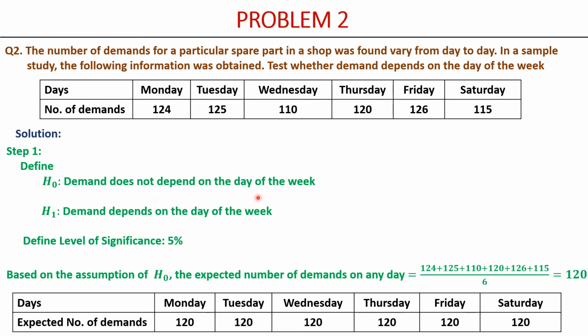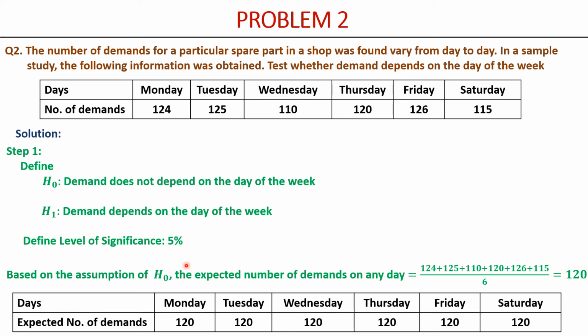The demand does not depend on the day of the week is our null hypothesis. And the alternate hypothesis is demand depends on the day of the week. We calculate the total demand divided by the total number of days, 6, and that's 120. So that's uniformly distributed. The expected number of demands that we have per day is 120 each.